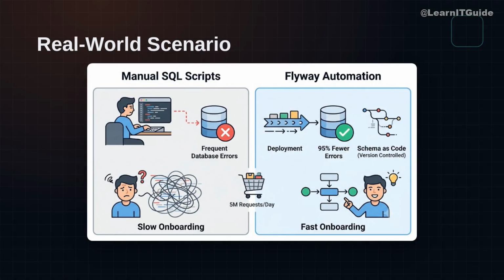Think about an e-commerce platform that was manually running SQL scripts during every release. They were seeing database errors in production at least once a month. After switching to Flyway, they treated their schema just like their application code. This reduced their deployment errors by 95% and allowed them to onboard new engineers in half the time because the database state was finally predictable. That is the power of automated migrations.